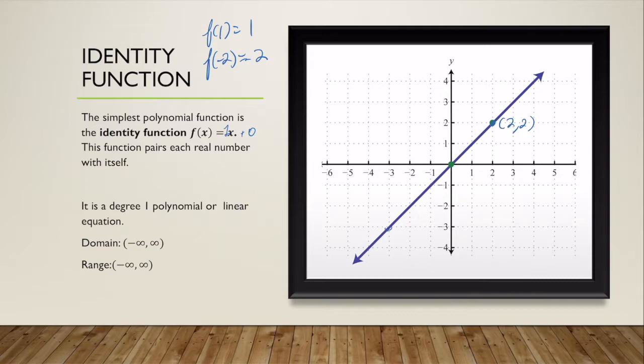Each ordered pair has the same x and y value. Its domain, meaning all possible x values it could take on, goes from negative infinity to positive infinity. The same goes for its range, which is all the y values it could take on. It goes from negative infinity to positive infinity.